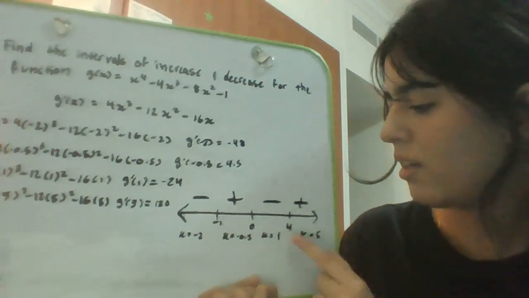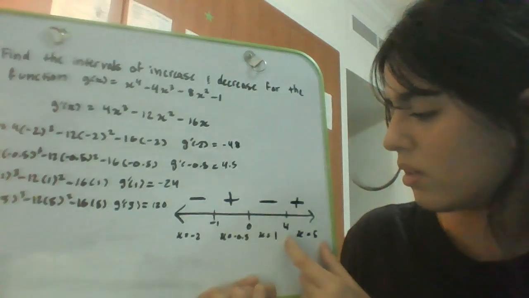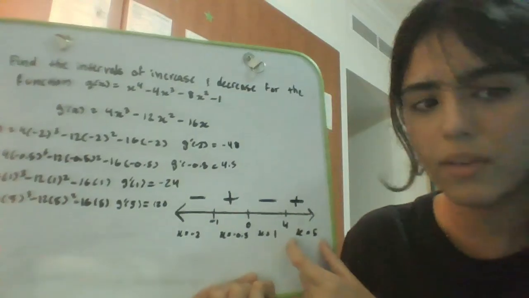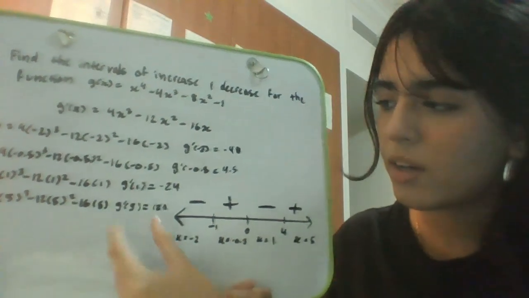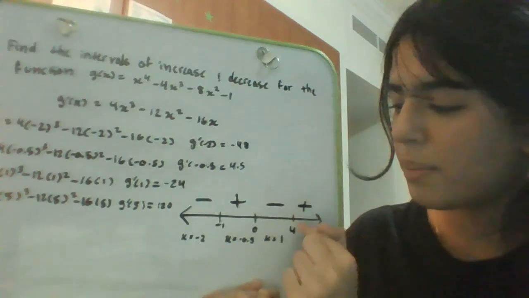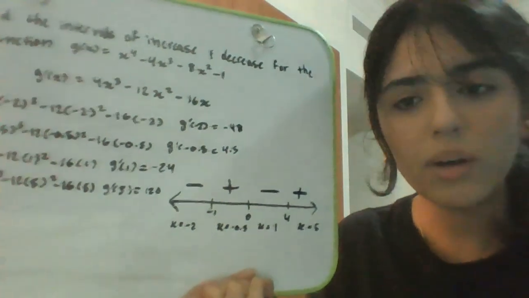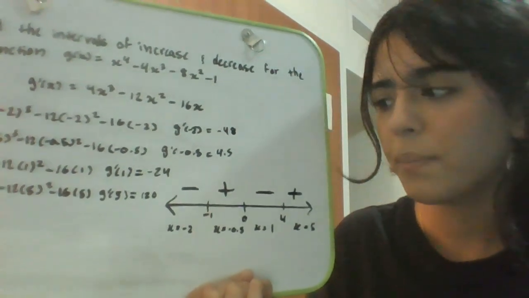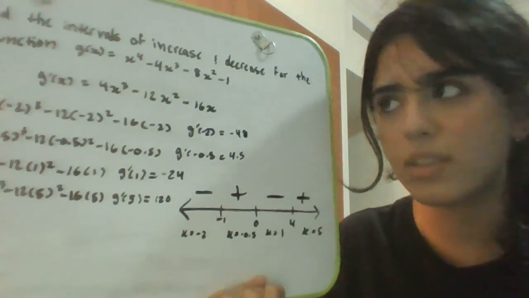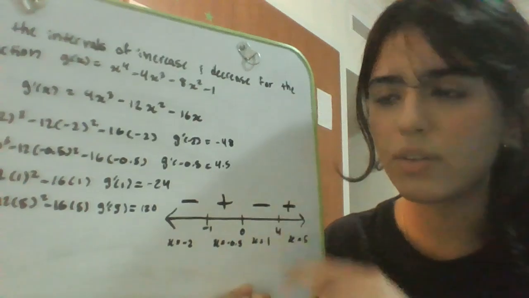And I did that for the interval greater than 4, and I put x as 5. I plugged it in here, and I got the value as 120. That makes this interval positive, making it increasing. Now that you have the sign for each interval, you can rephrase it into interval notation to write where it's increasing and decreasing. So I'm just going to directly write it, and I'll explain after.